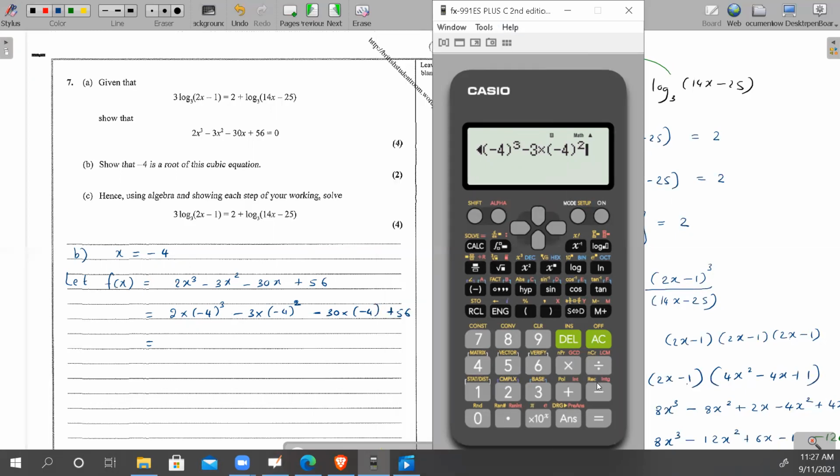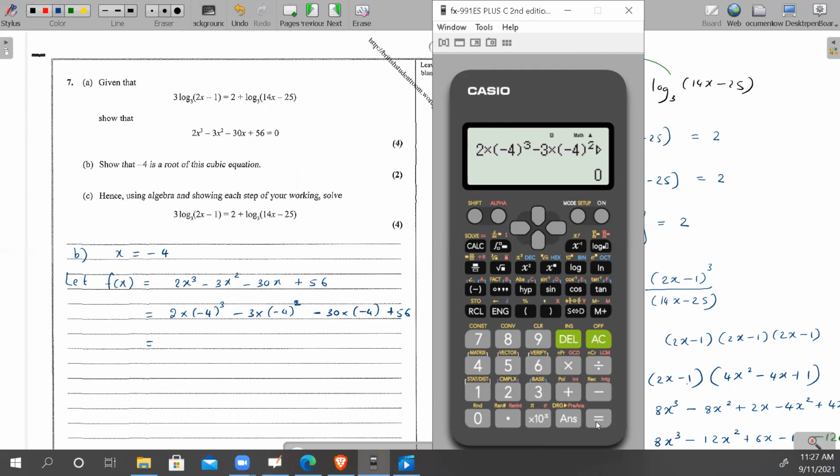Okay. Then minus 30 into minus 4. This of course does not have a power. It's okay, so I'll just put the bracket out of practice. So 2 into minus 4 cubed, minus 3 into minus 4 squared, minus 30 into minus 4, plus 56. If I have this correctly, I should get 0.